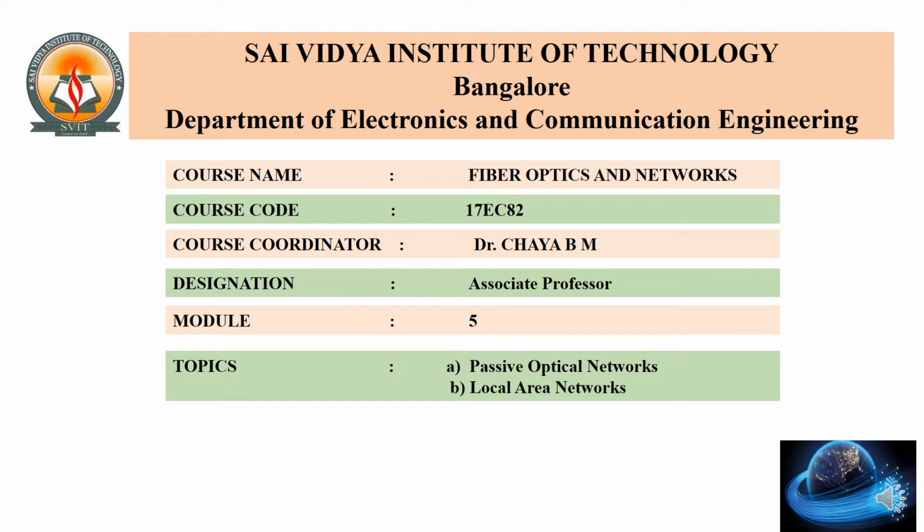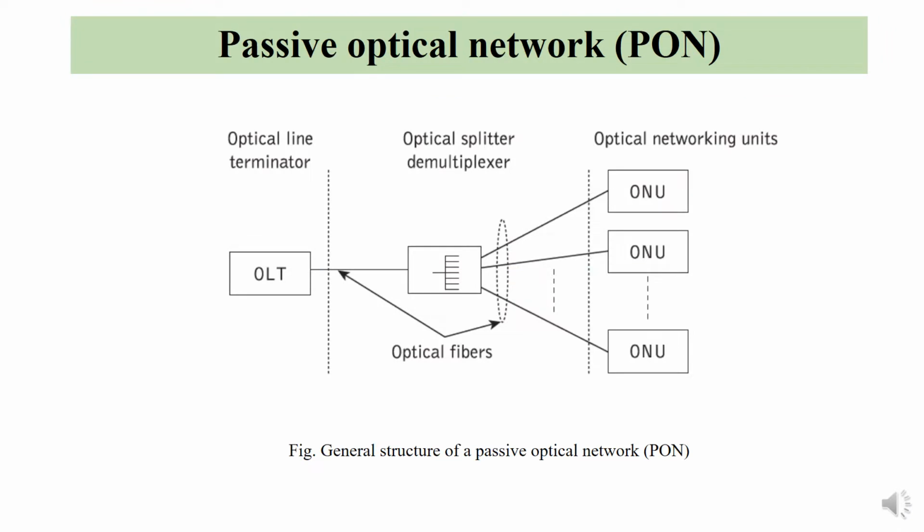In this video, let's look into two types of networks, that is passive optical networks and local area networks. Passive optical networks are also called PON. So let us understand the general structure of passive optical networks.